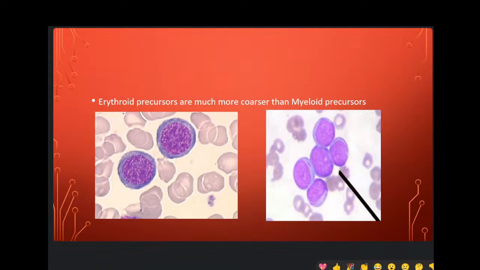Okay? So, erythroid precursors are much more coarser than myeloid precursors. Don't forget, erythroid precursors are much more coarser than myeloid precursors. Okay? Look at the difference. Can you guys see the difference side by side? Di ba? Myeloid looks a little smoother although it is coarse, di ba? All right. Now, next.